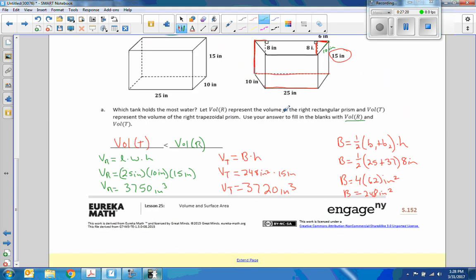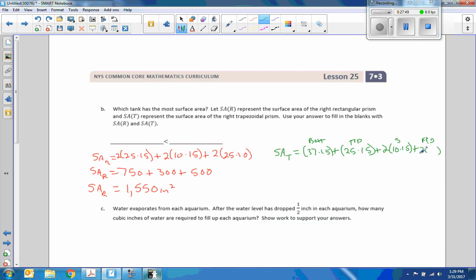Hopefully I'm not confusing you with this back and forth stuff. I have no choice. Okay, so we have a trapezoid for the front and back. We already did that base area, which is right here. 1/2, 25 plus 37 times 8. So the surface area of the base was 248 square inches. So that's what I'm going to put here instead. Why do it twice, right?